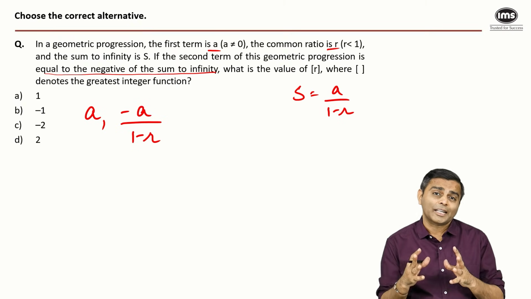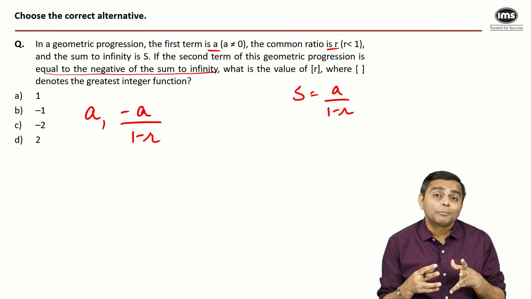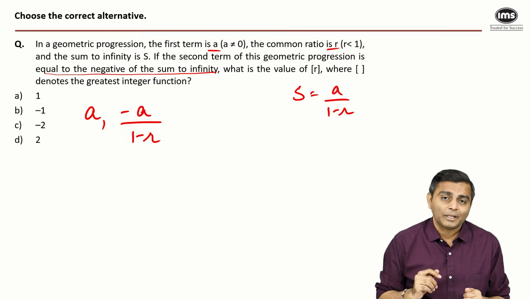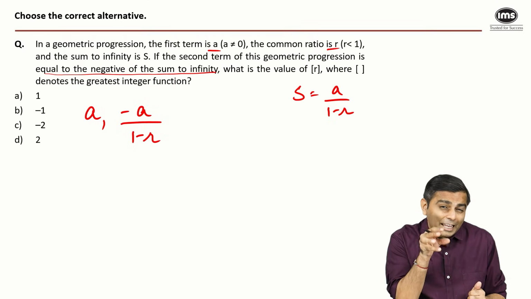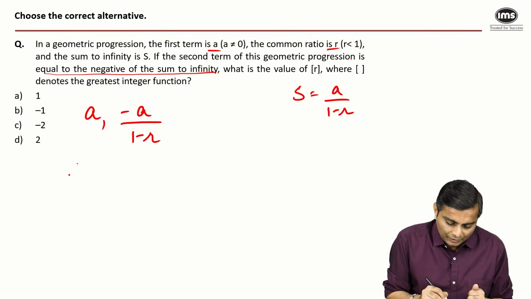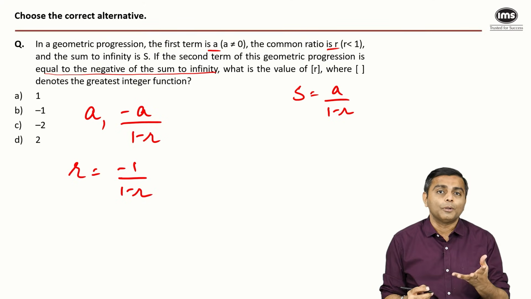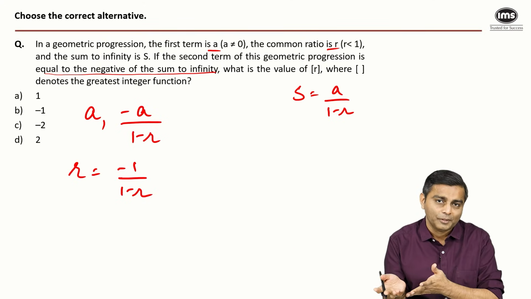From the first term to the second term, what do you think we have multiplied to reach from the first to the second? We have multiplied minus 1 upon 1 minus R. Only then will we reach the second term. So actually that is the common ratio. So we can say R and minus 1 upon 1 minus R have to be equal, because they have said R is the common ratio.